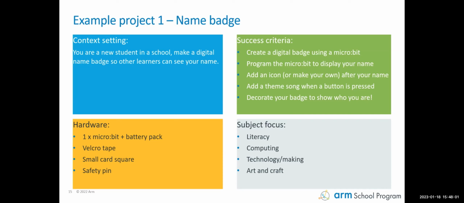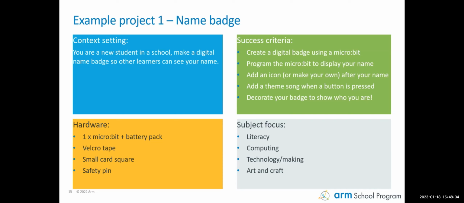And then for a little bit more complexity, we want them to add a theme song when a button is pressed. So we're having some more of that input, which is the button press, and some output, which is a theme song. And they can use some of the pre-built patterns or music which are on the Microbit, or they can design their own. And then the last one, again trying to make this joyful, is decorating the badge so they can express who they are. So they've got their name, they'll have an icon which represents them, and they're going to decorate the physical badge itself in an arts and crafty way to represent who they are. And this is where they can express themselves and be really creative.